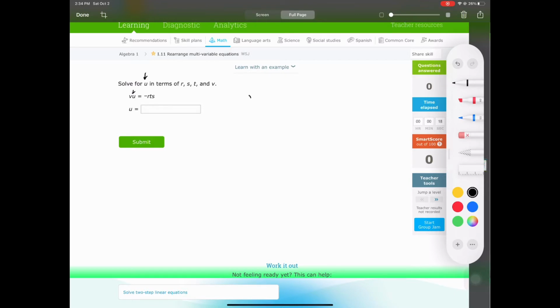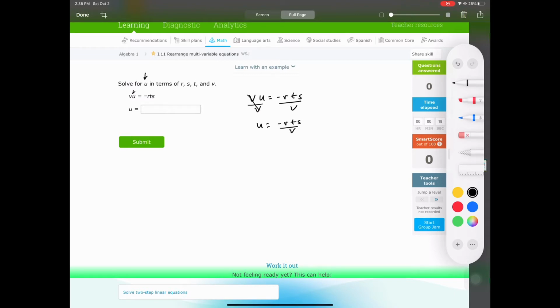So I'm going to go ahead and rewrite this problem. VU is equal to negative RTS. Right? So since we're solving for U, we need to get rid of the V. What's the V doing to the U? It's multiplying. When letters or numbers are next to each other, they're multiplying, so the opposite of multiply is divide. So let's go ahead and divide that over.